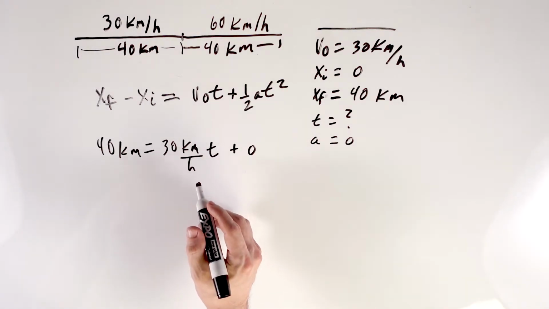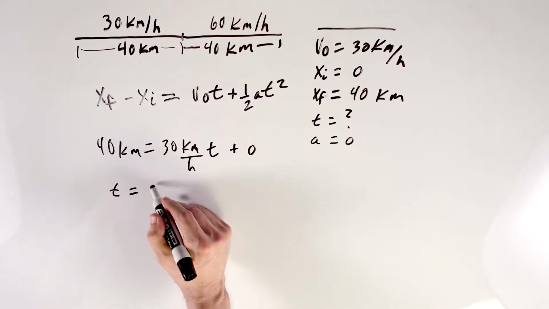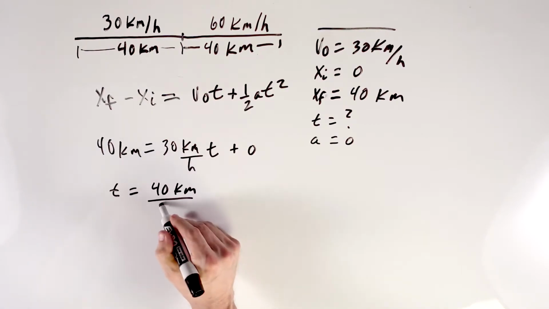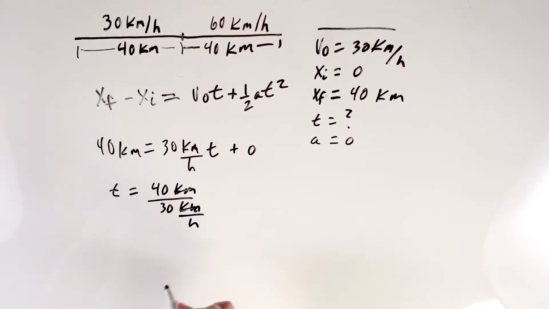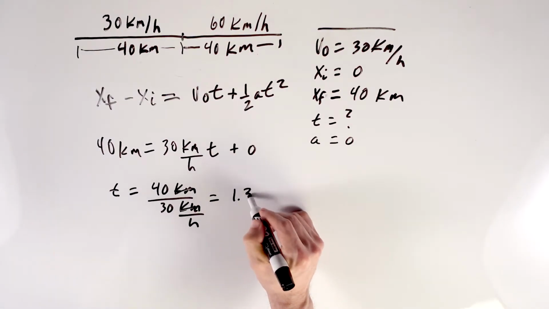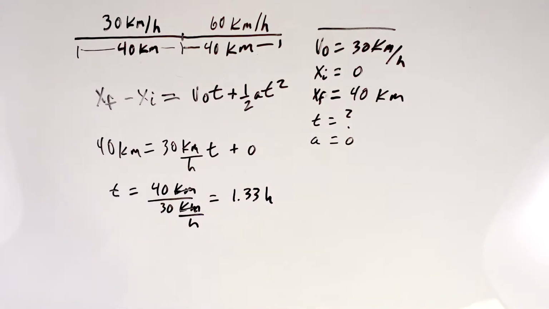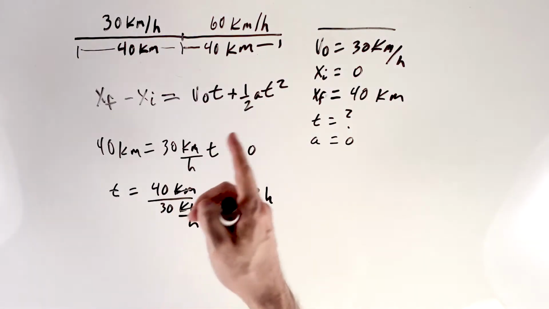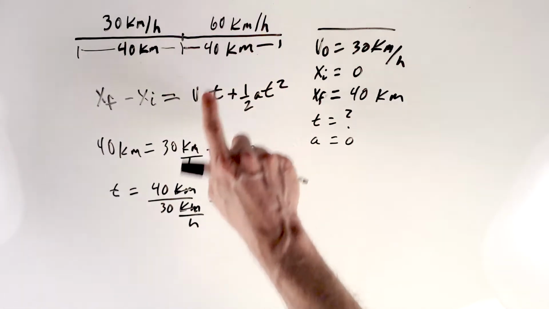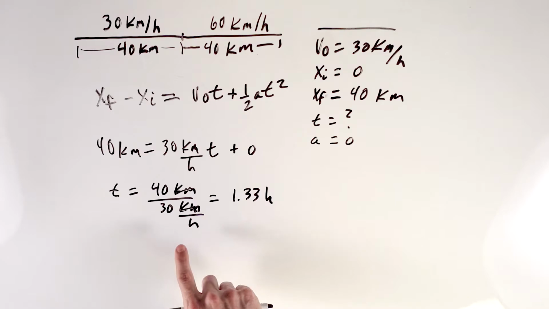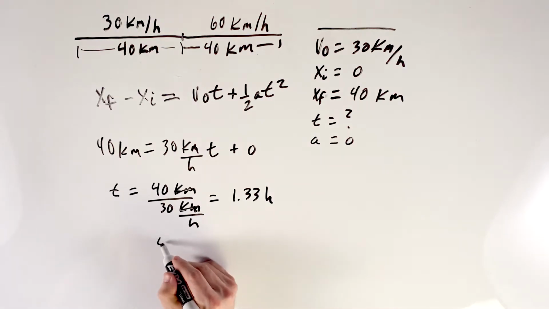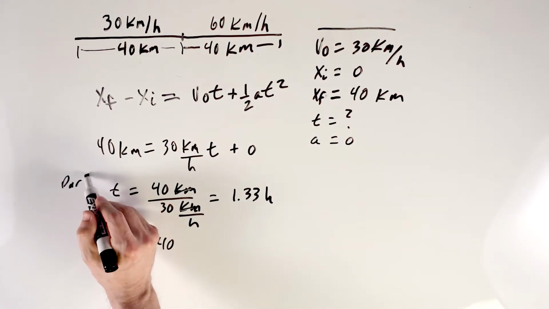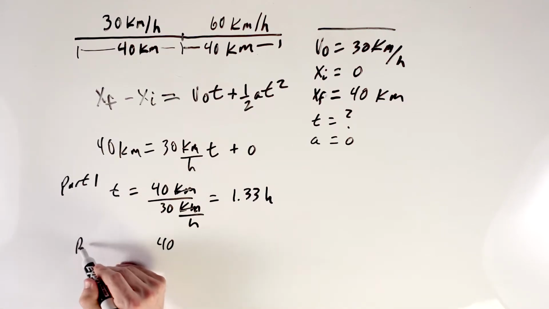Okay, so all you have to do is then solve for t. T equals 40 kilometers divided by 30 kilometers per hour. Kilometers go away. And then when you do this, you should get 1.33 hours. So now if you do the exact same procedure with this one, all we're doing is replacing this with 60 kilometers per hour. And so then you're just dividing 40 kilometers over it. So this is part 1, and this is part 2.